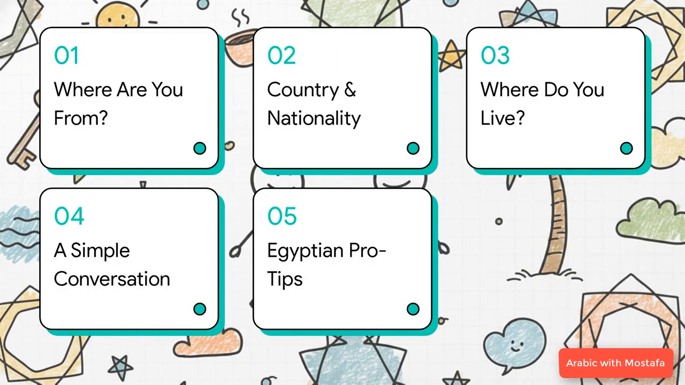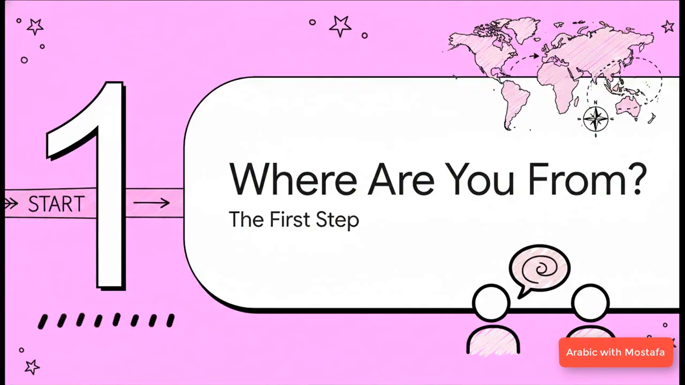We'll start with that key question. Then we'll dive into how to talk about your country and nationality. After that, we'll learn how to ask where someone lives. Then the fun part, we'll string it all together in a sample conversation. And stick around, because at the end, I've got some pro tips to help you sound way more like a local.